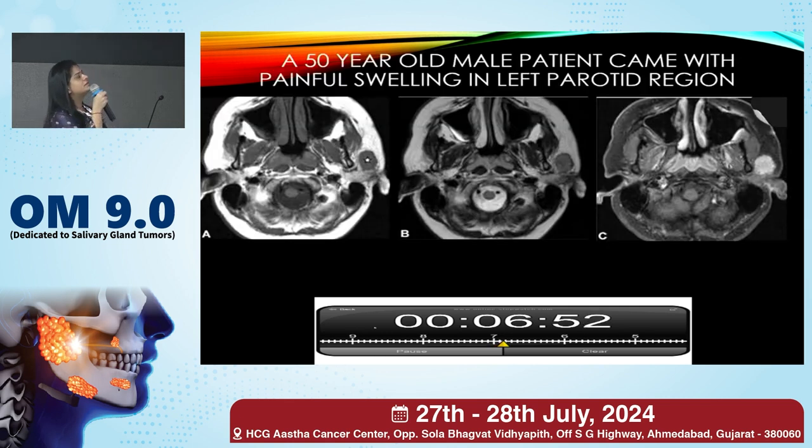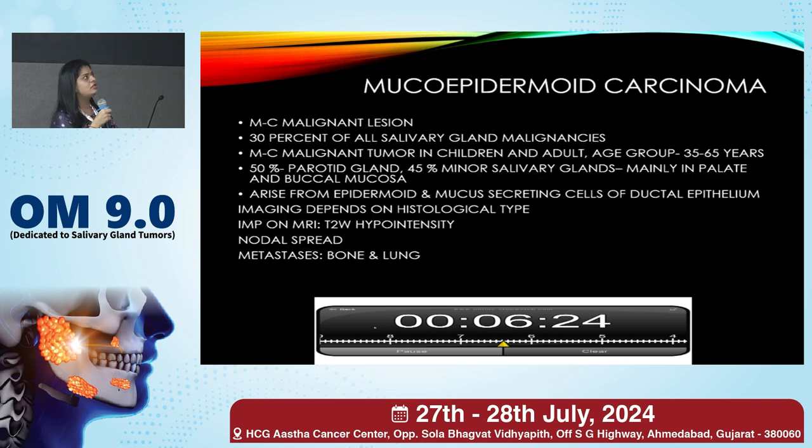Coming to this case, a 50-year-old male patient comes with a painful swelling. We see that there is a lesion which is well-defined, present in the parotid region, appearing hypointense on T2 and showing marked enhancement on post-contrast imaging, and it has irregular margins. The irregular margins are in favor of a malignant lesion. This came out to be mucoepidermoid carcinoma, which is the most common malignant tumor of the salivary glands.